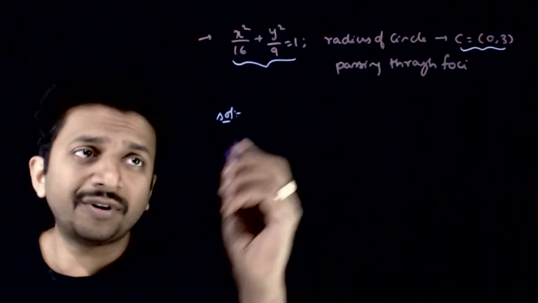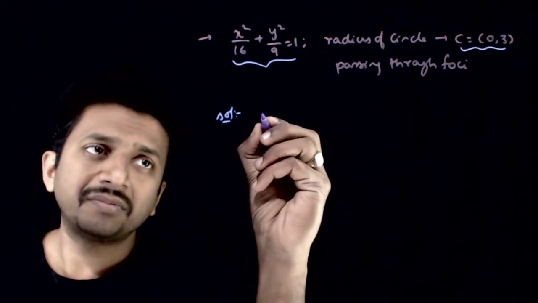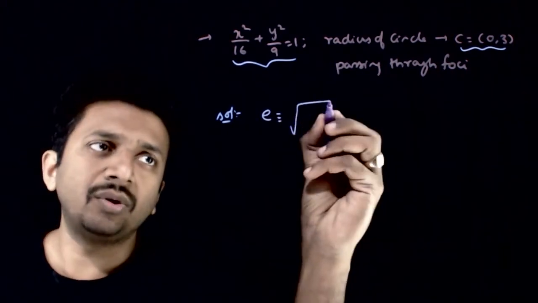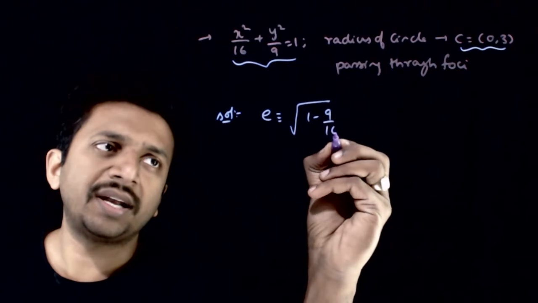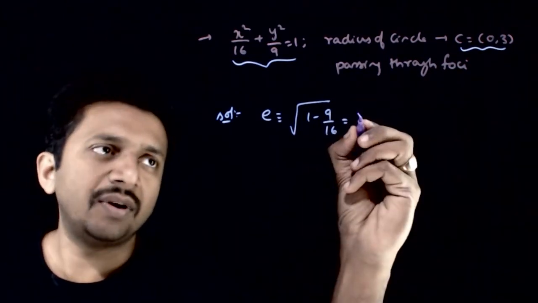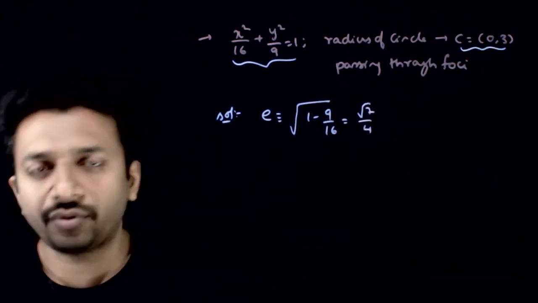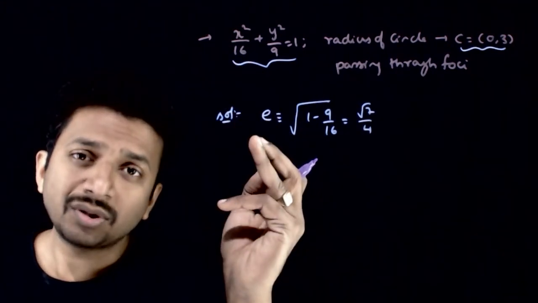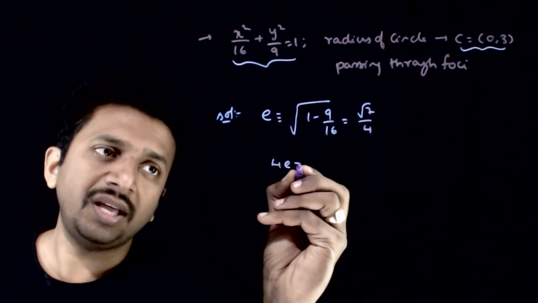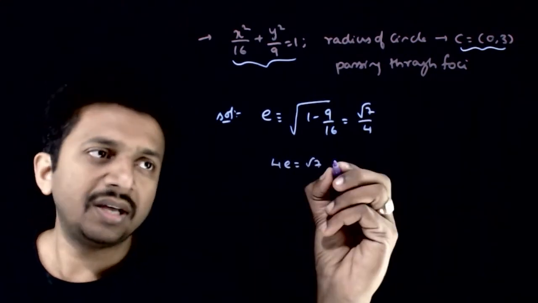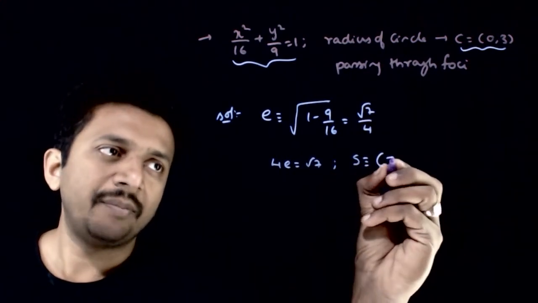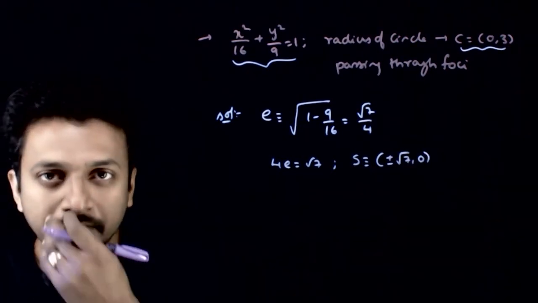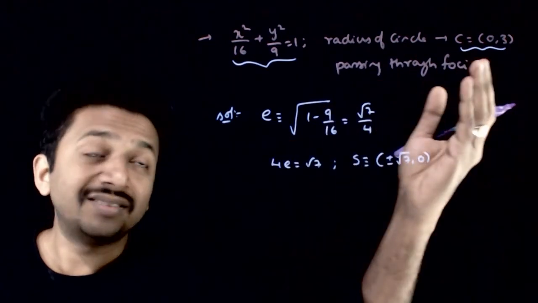We know that the foci are (±ae, 0). So to find that, let us first find the value of eccentricity, e, which is equal to root of 1 minus b squared by a squared, that is equal to root 7 by 4. Now what is a into e? a is 4. So a into e is 4e, which is equal to root 7, and the foci are (±root 7, 0). So these are the foci, and this is the center.